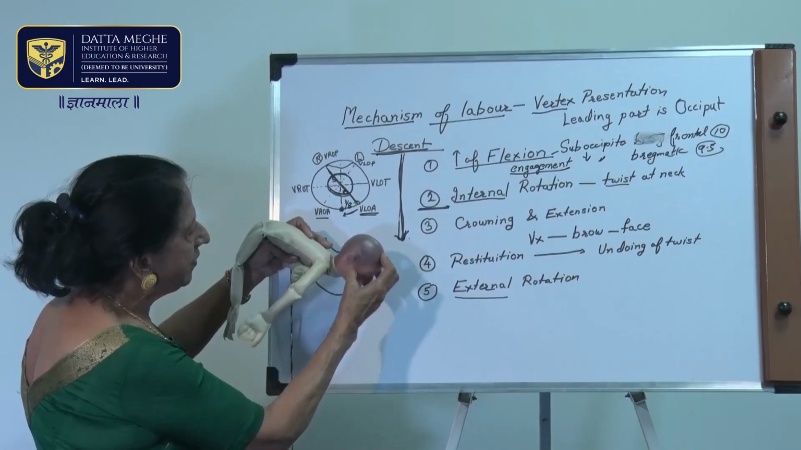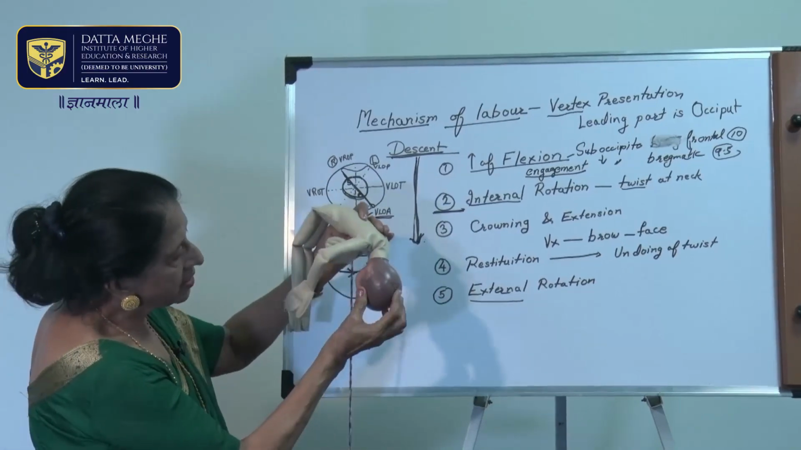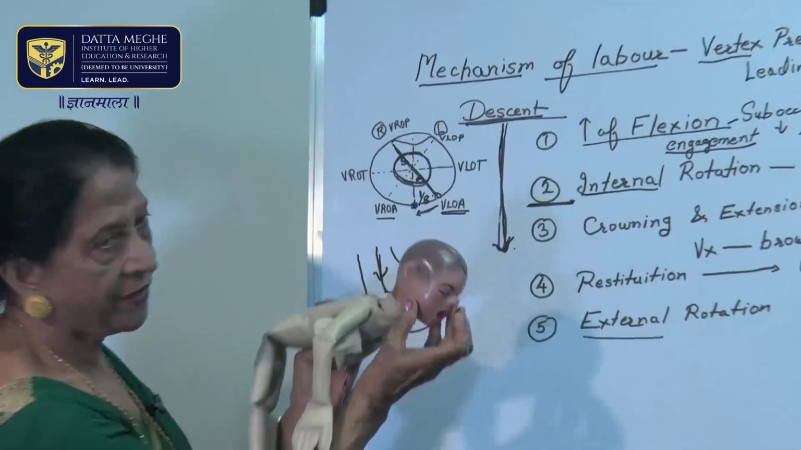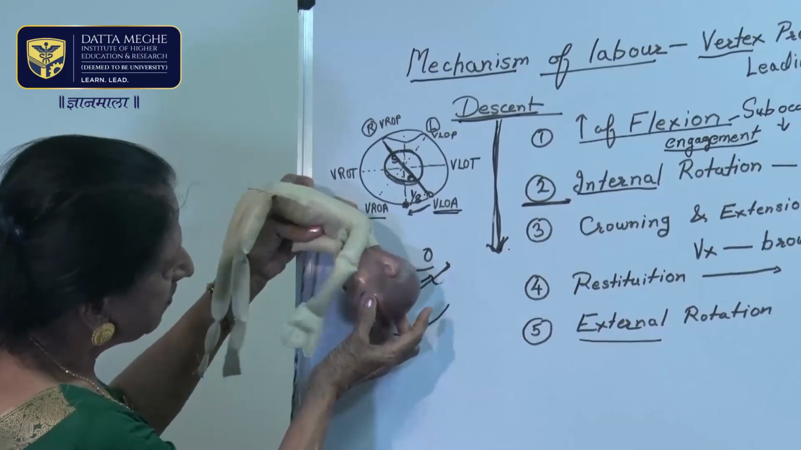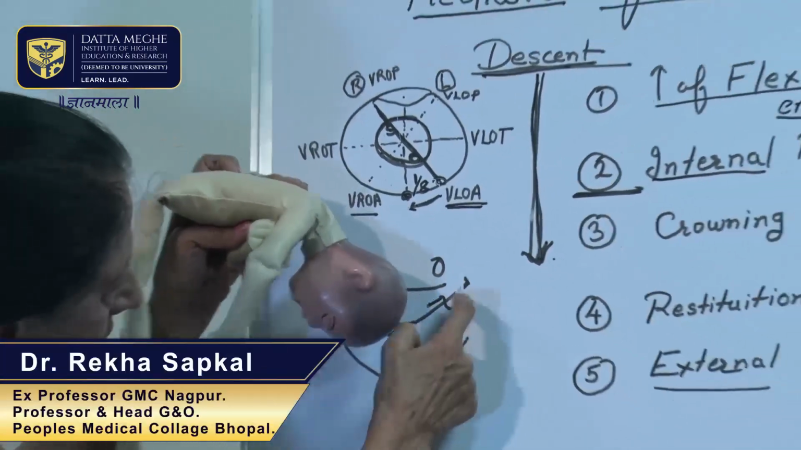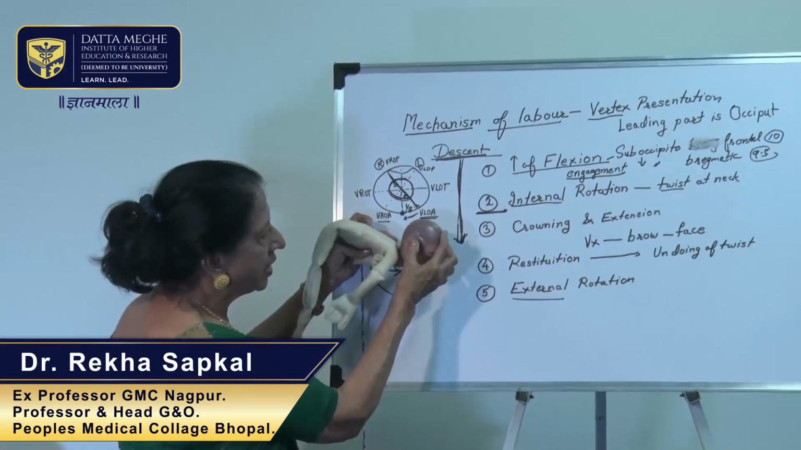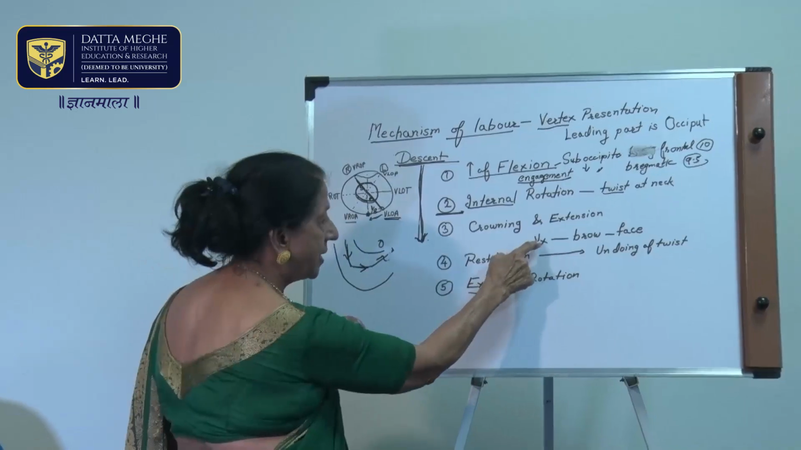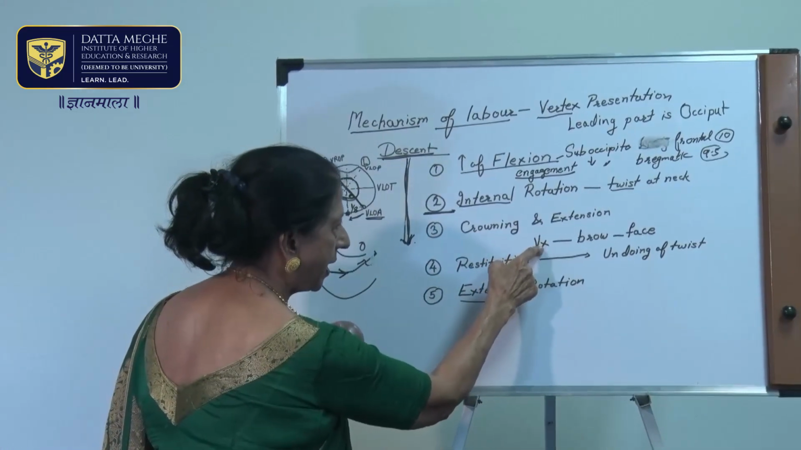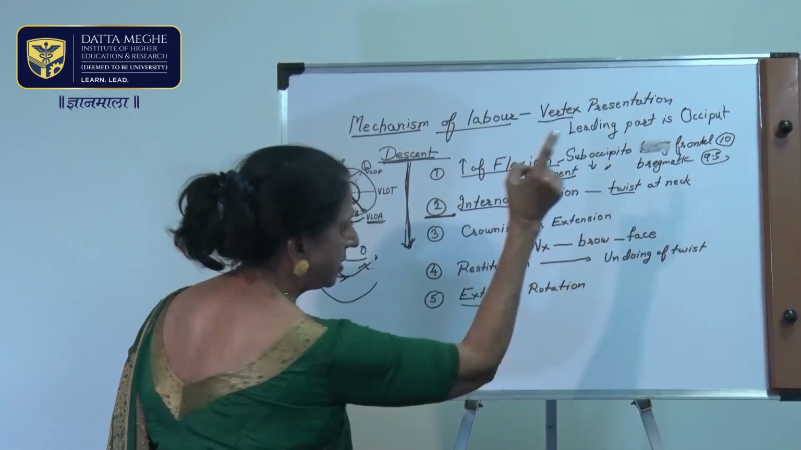So, what part of the head will come out first? First vertex, then brow and then face. In vertex presentation, the vertex will come out first at the introitus. So, here is the introitus; vertex, brow and face will come out. So, in that sequence you must say in the examination that vertex, brow and face are borne out.